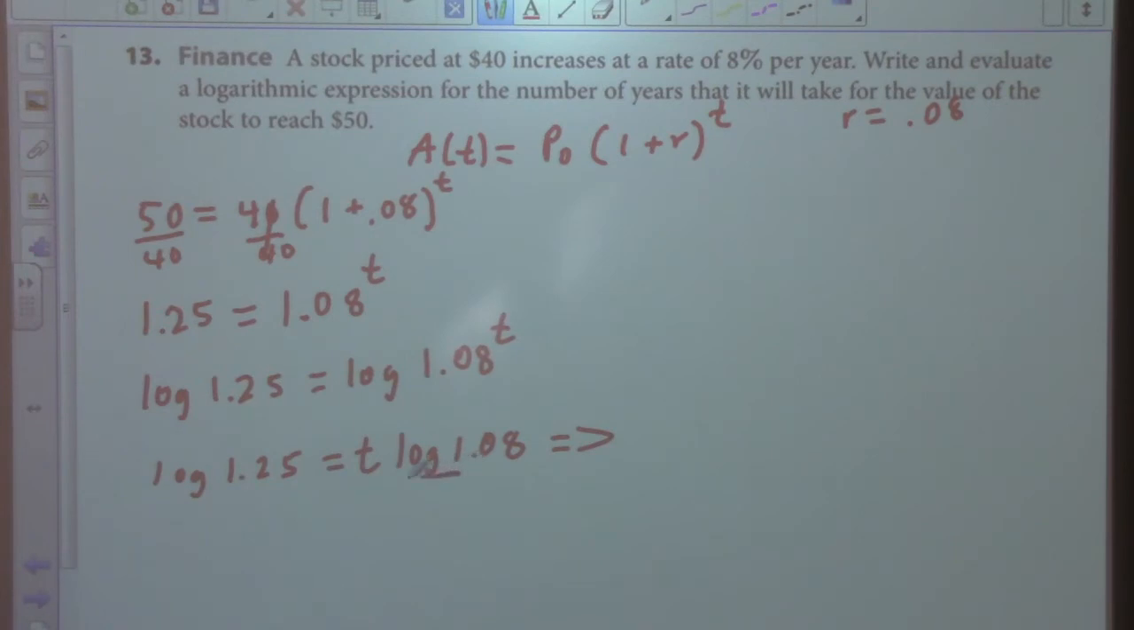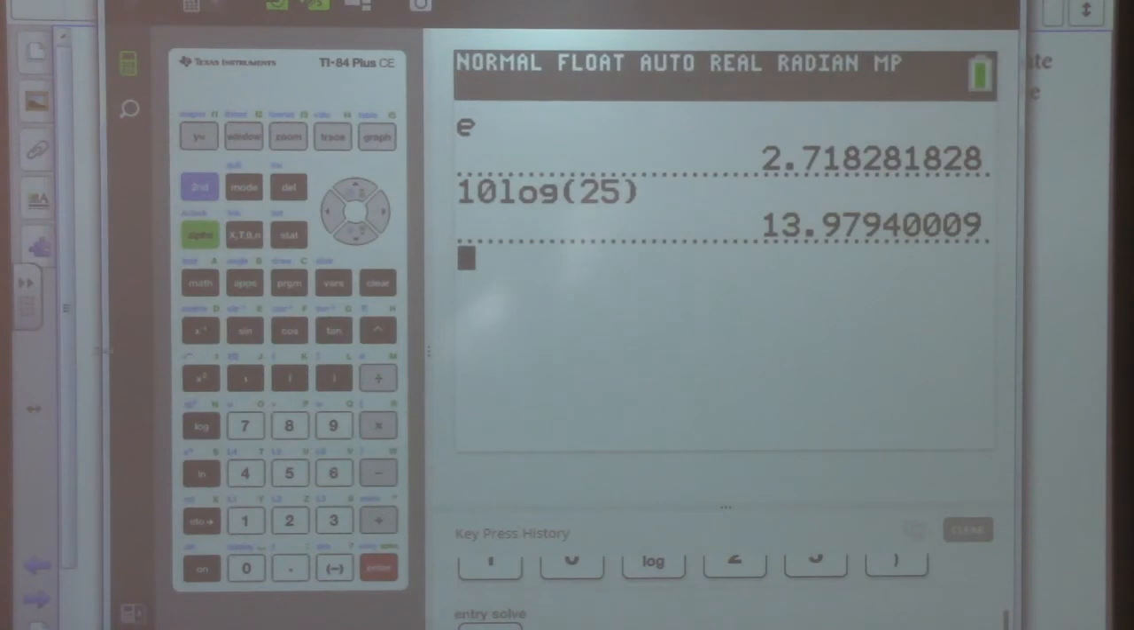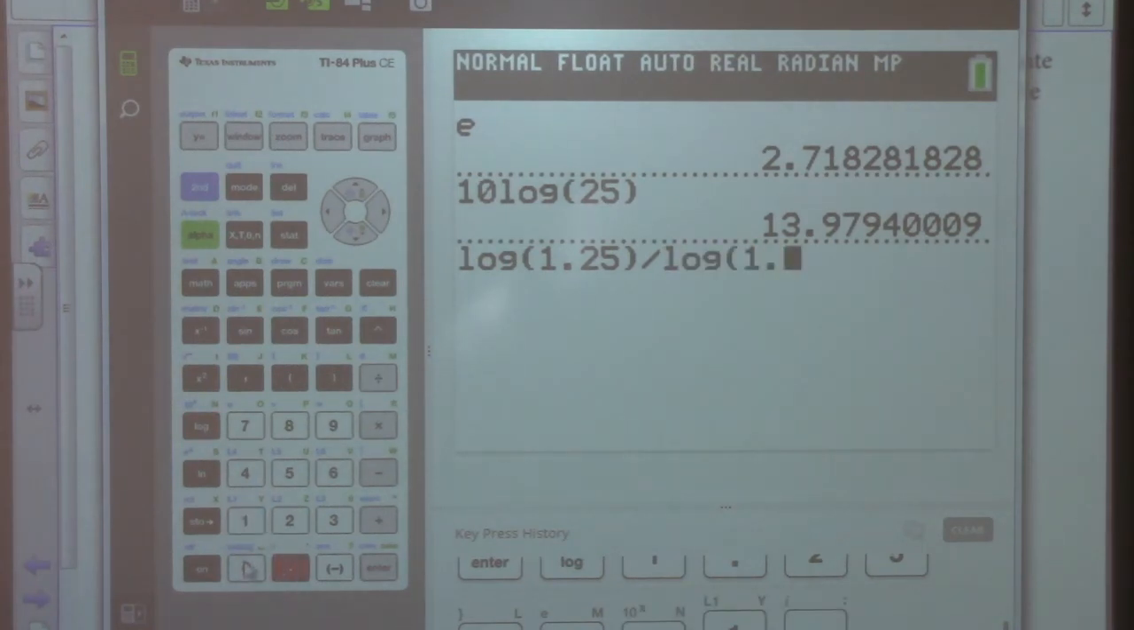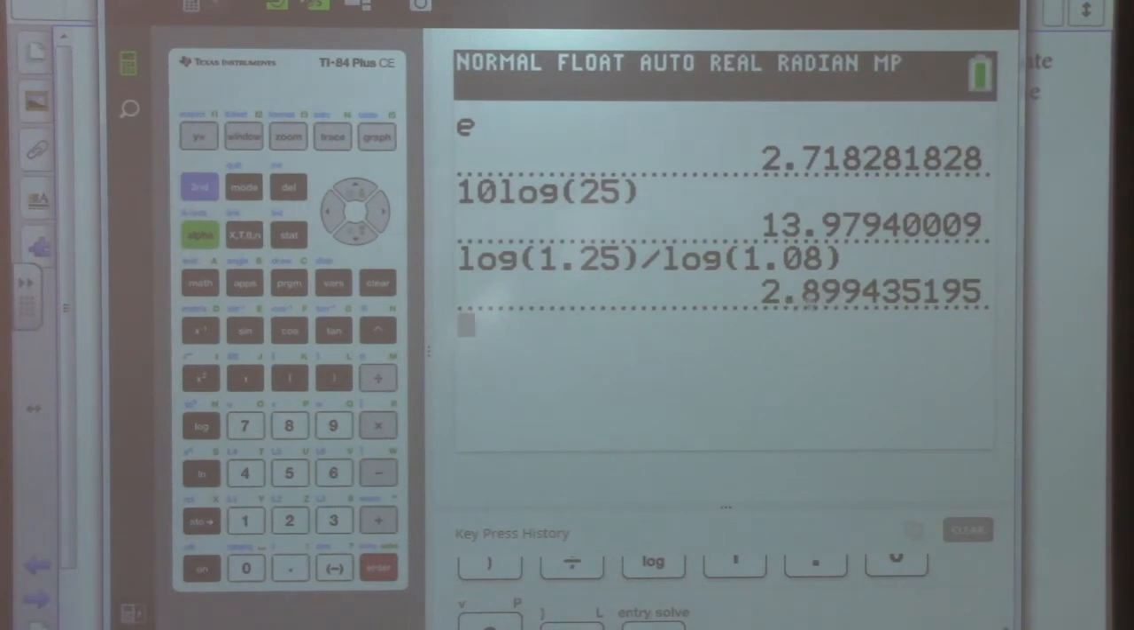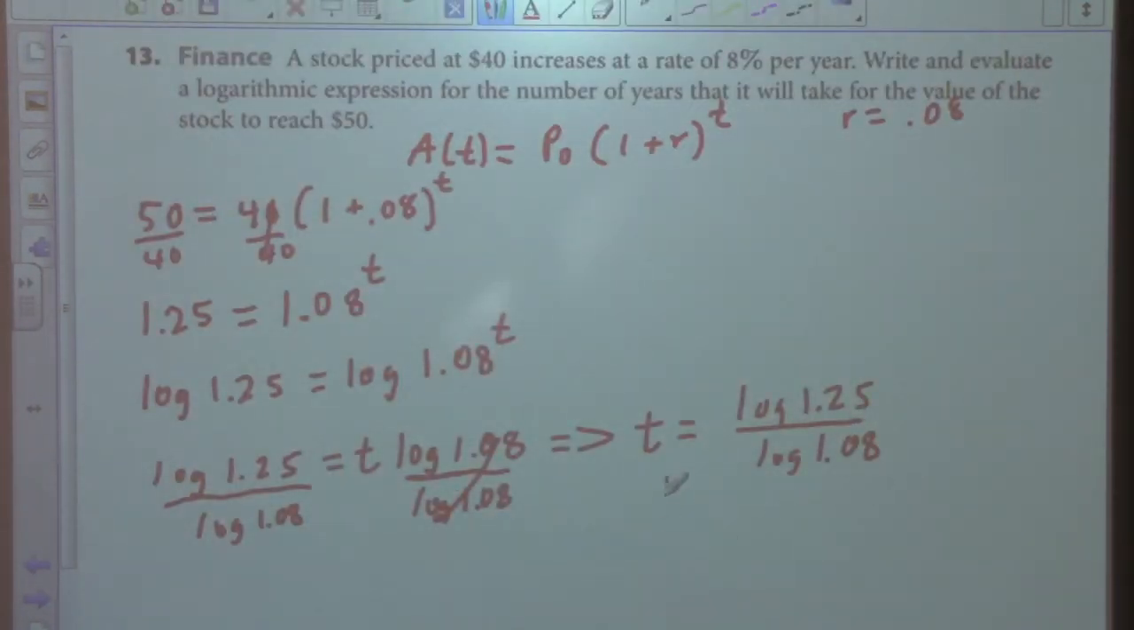So you're going to divide by log 1.08. So you have t is equal to log of 1.25 over log of 1.08. And then you can go to your calculator: log 1.25 divided by log 1.08. So it rounds to 2.90, right? So t equals, we'll say 2.9 years.